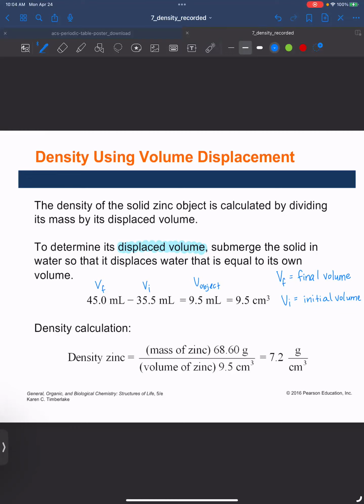Once you have that measurement, you take the mass of the object divided by the volume and you get the density, 7.2 grams per cubic centimeter.